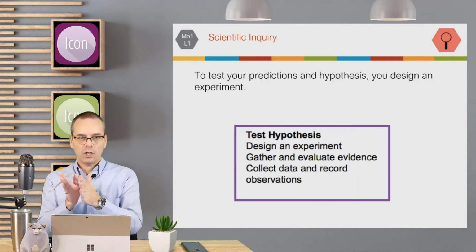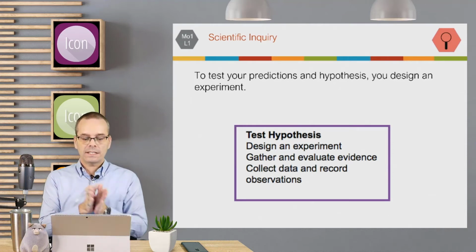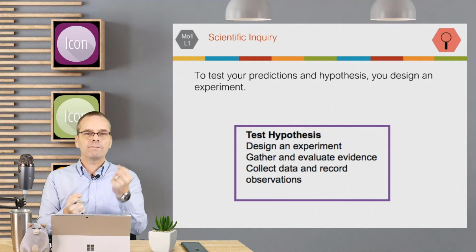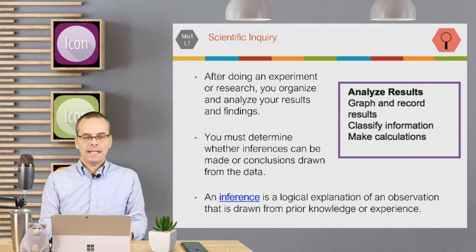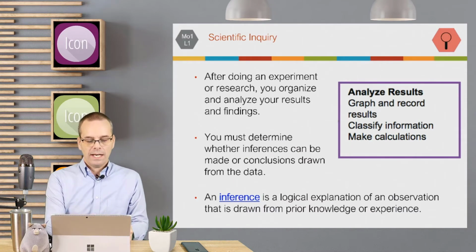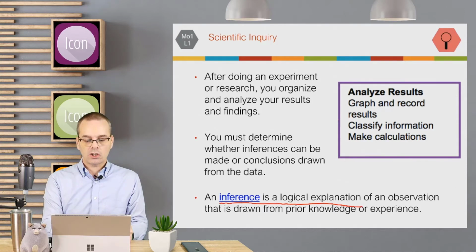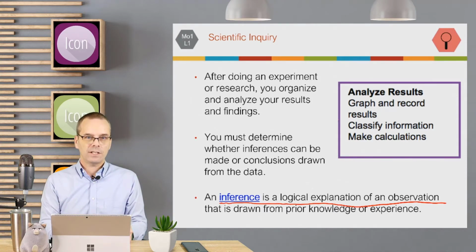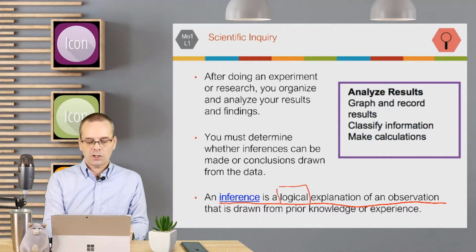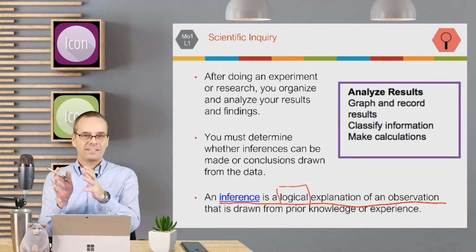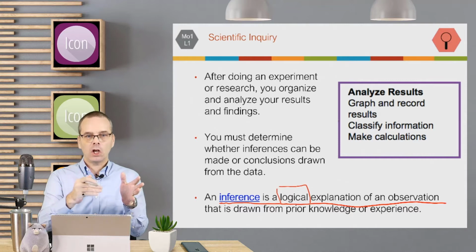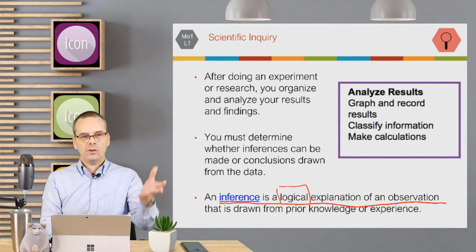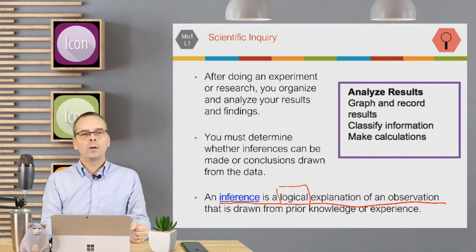You then test your hypothesis or your statement with an experiment. And what you want to do is collect information and make observations as to what's happening. And then after this, you analyze the results. And remember that an inference is a logical explanation of an observation, the key word being logical. It must make sense. So when you make that inference or that guess, it has to be an educated guess, a logical guess of what you did. And when you do that inference, you're drawing on prior knowledge and combining that with what you just learned.